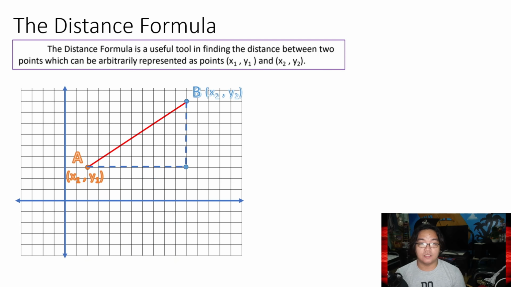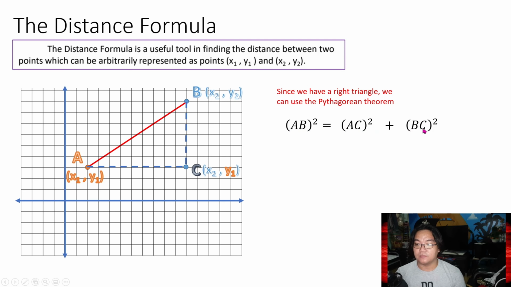And as you notice, we form a right triangle, and let's name that point C, whose coordinates are actually x sub 2 and y sub 1, wherein C and B have the same x coordinate and A and C have the same y coordinate. Since we have a right triangle, we can therefore use the Pythagorean theorem. In this figure, AB is our hypotenuse, so we can get the distance AB by applying the Pythagorean theorem. AB squared is equal to AC squared plus BC squared, or the square of the hypotenuse AB is equal to the sum of the squares of the two sides of the right triangle.